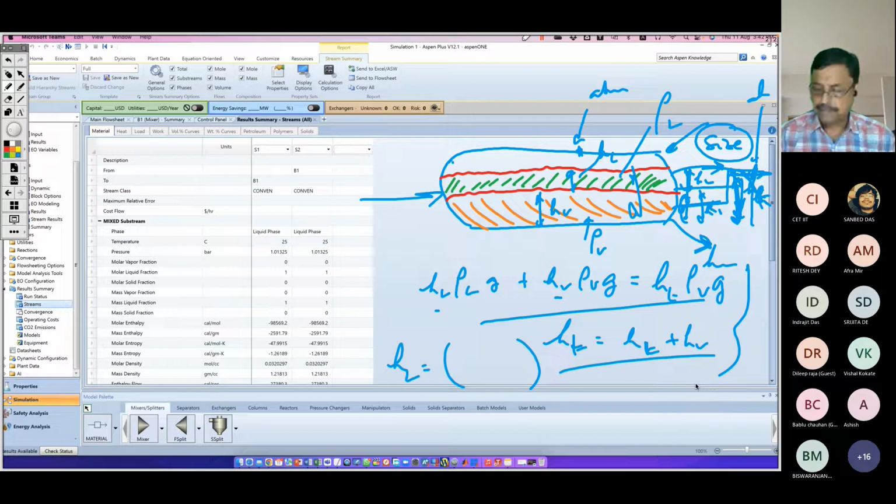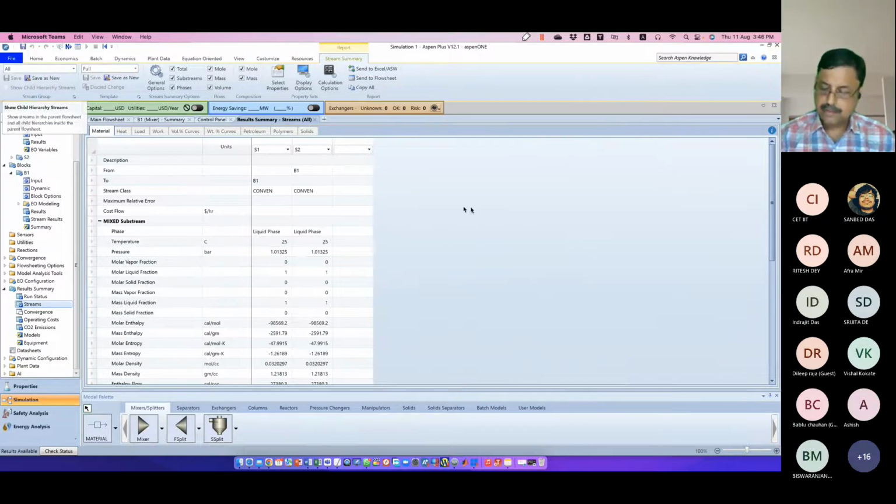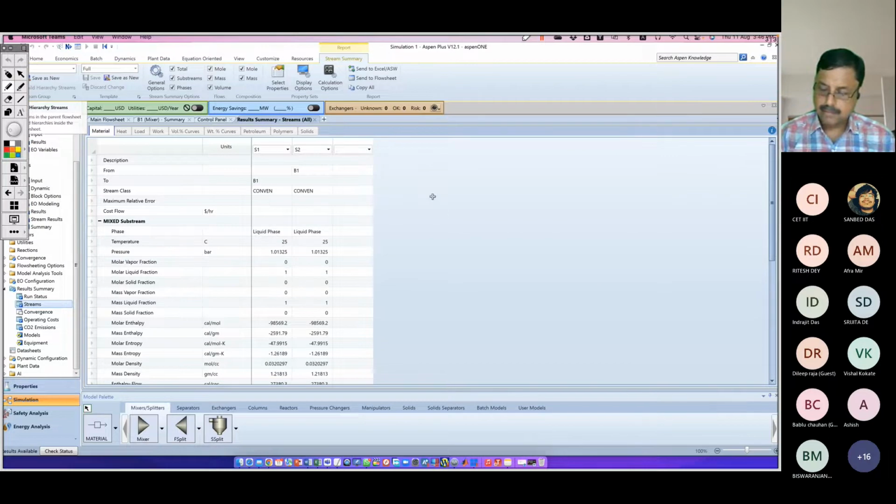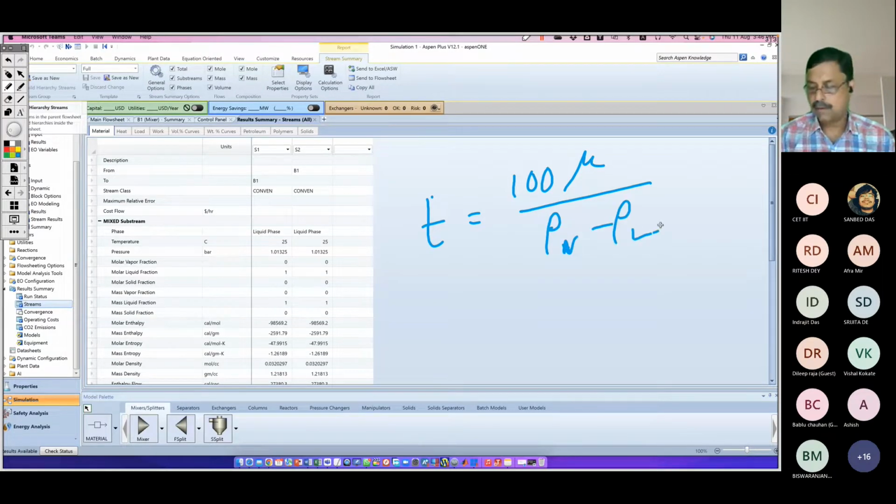And for the size of the vessel, the separation time of a decanter will be something like T is equal to 100 mu by, I think, rho V minus rho L.